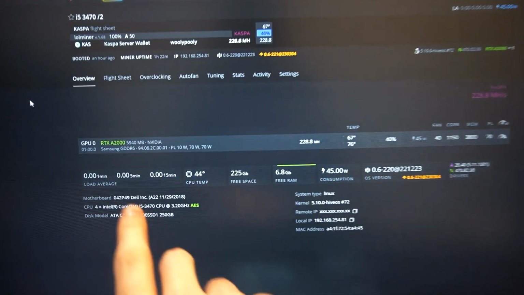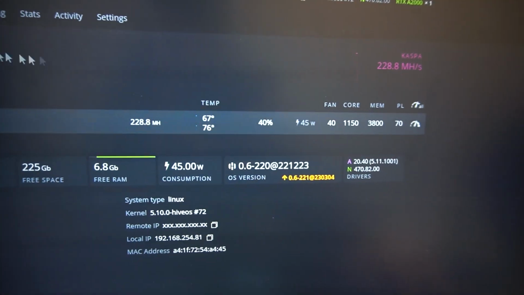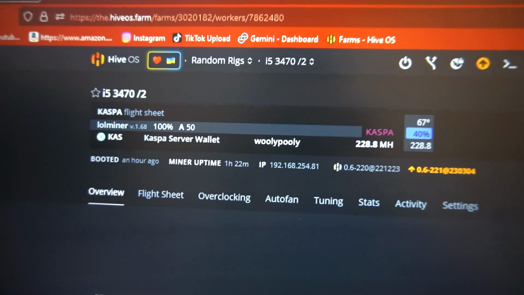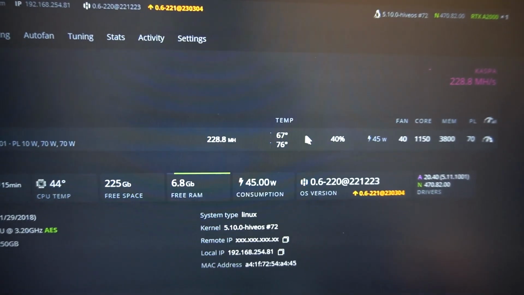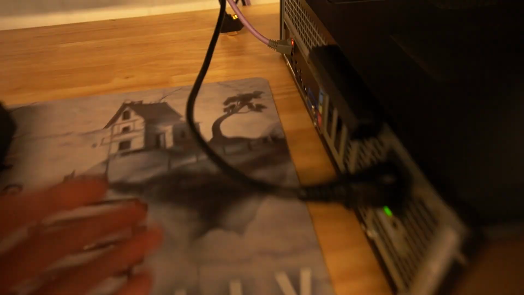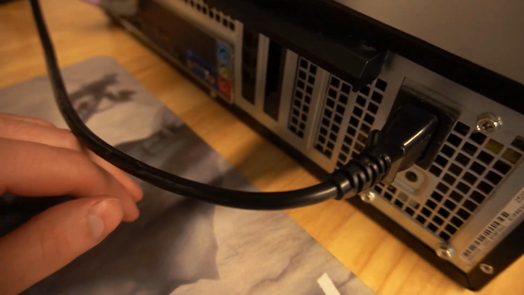All right, so I have it crypto mining. RTX A2000, 228 megahash, 67C. The reason I got it so hot is because I have the fan at 40%. It's running really efficiently on Kaspa right now. And I've had it at this temperature for around 2 hours now. You definitely feel the heat coming out of it, and the chassis itself is warm.